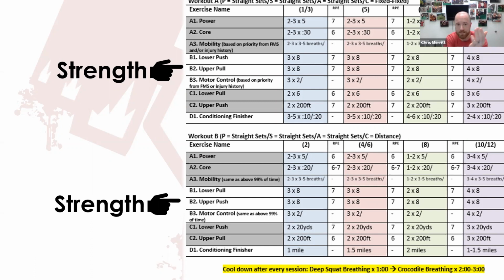They're going to do 8 goblet squats, 8 inverted rows, and then it says motor control based on priority of FMS or injury history. So maybe for this person, they needed more hip mobility, and we decided to do a bear crawl hip CAR. So they did 8 squats, 8 inverted rows, 2 hip CARs on each side, and then they went back to the top for 3 rounds.